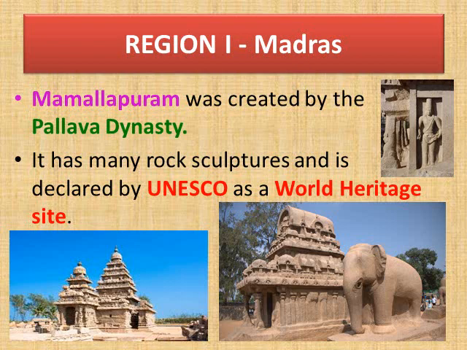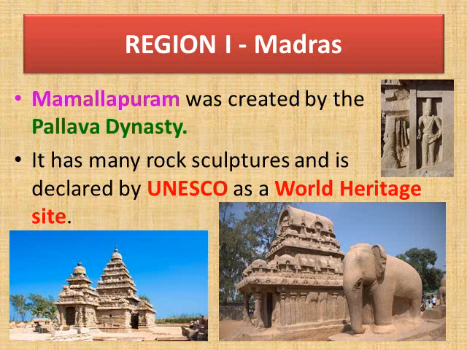The next important site is Mamallapuram, M-A-M-A-L-L-A-P-U-R-A-M. Mamallapuram was created by the kings of the Pallava dynasty. It was named after the Pallava king Narasimhavarman I. It has many rock sculptures and is declared by UNESCO as a World Heritage Site.